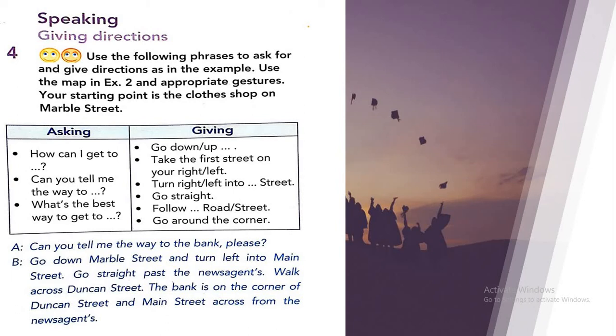Okay, giving directions. 4. Use the following phrases to ask and give directions as in the example. Use the map in exercise 2 and appropriate gestures. Your starting point is the clothes shop on Marble Street.